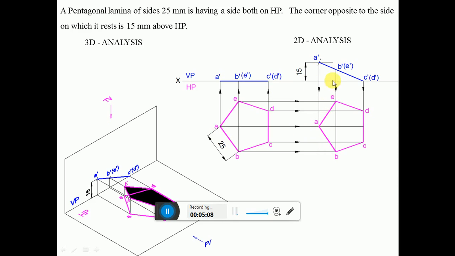And draw a vertical projector from B dash and E dash, and draw a horizontal projector from E and B to get this point BE. Then draw a vertical projector from C dash D dash and draw a horizontal projector from C and D to get the points C and D. So now we have all the 5 points. Then join A, B, C, D, E and A to get this pentagon.